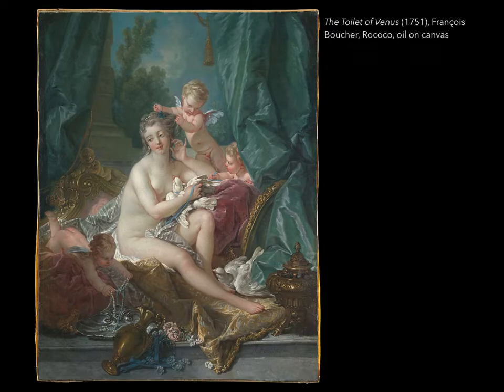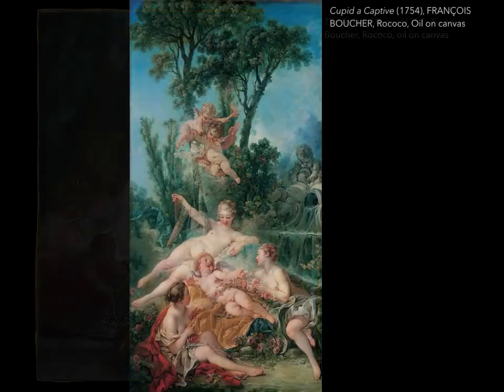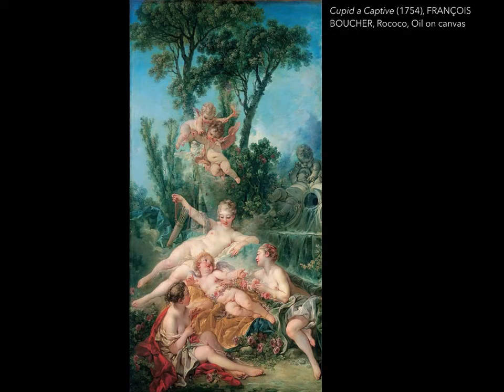So here I want to give you another example by Boucher, and I want you to practice by yourself and take a look at this painting and begin to think, how does this artwork exemplify the Rococo style? What is Rococo about this particular painting? Okay? Let you pause, think about that for a minute.